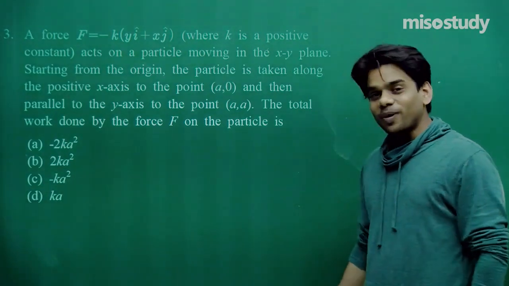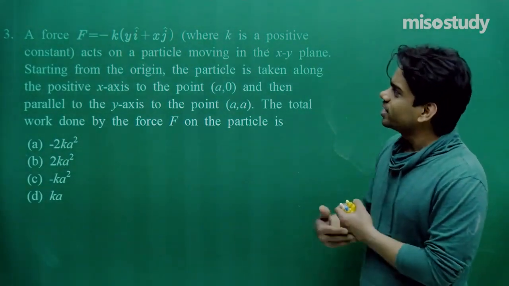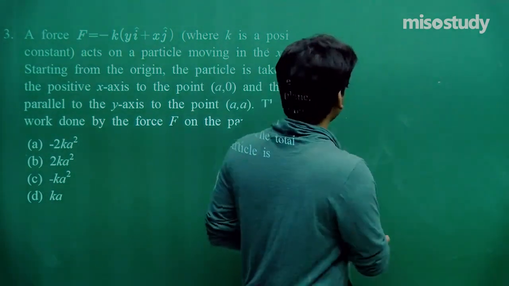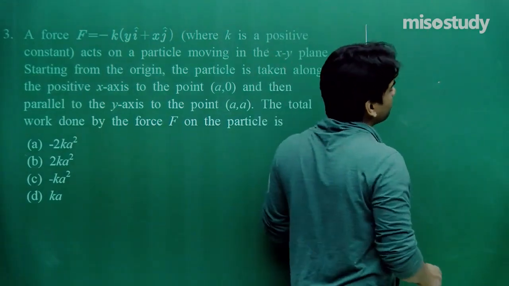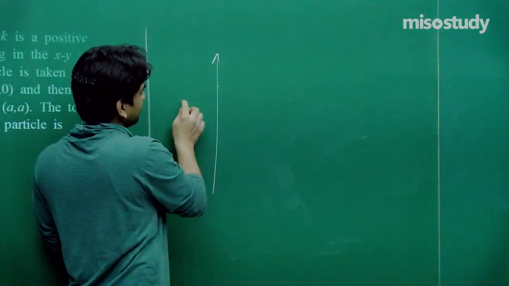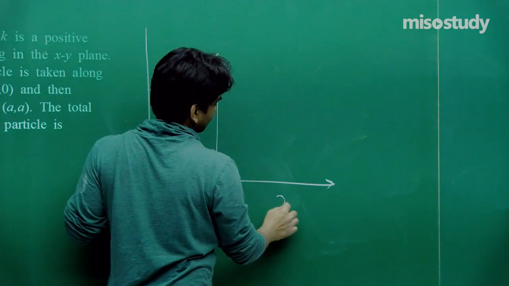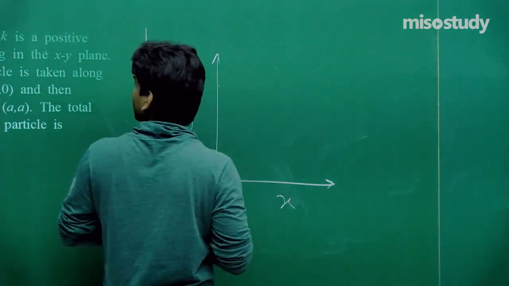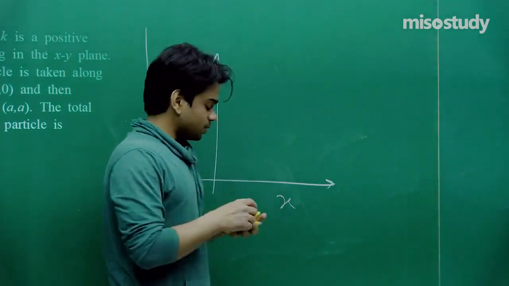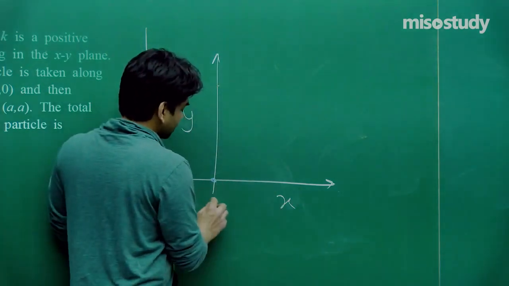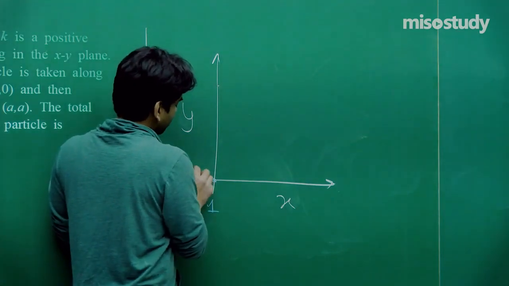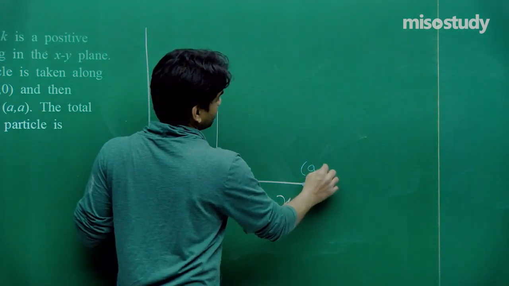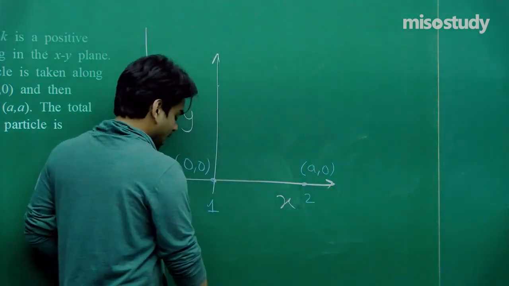First of all, I will talk about the path that is adopted, and this force is F equal to minus k (y i cap plus x j cap). So let's talk about the path that has been taken. This is the y-axis, this is the x-axis. It is taken first along the positive x-axis to the point (a, 0), starting from the origin. So we start with the first point here, that is (0, 0). It moves to the second point, that is (a, 0), and then it moves parallel to the y-axis.